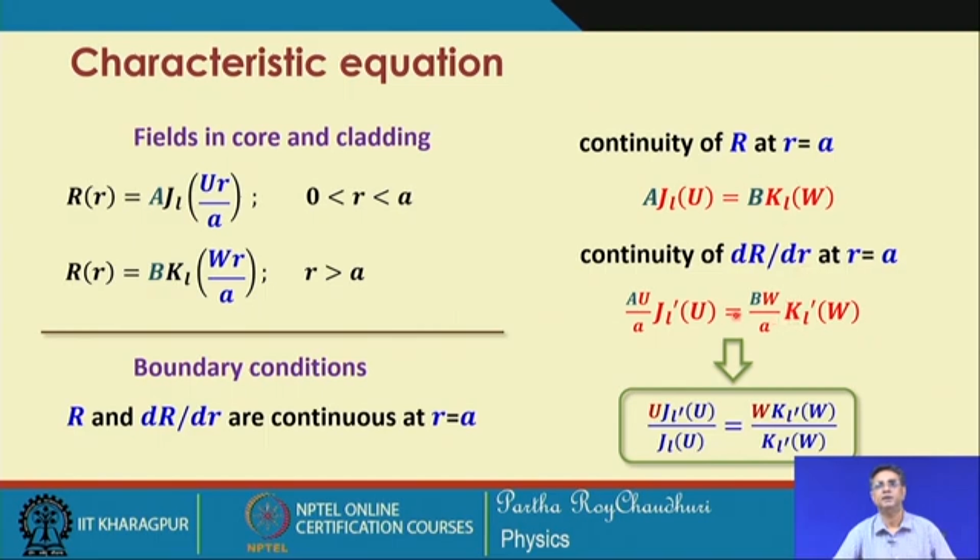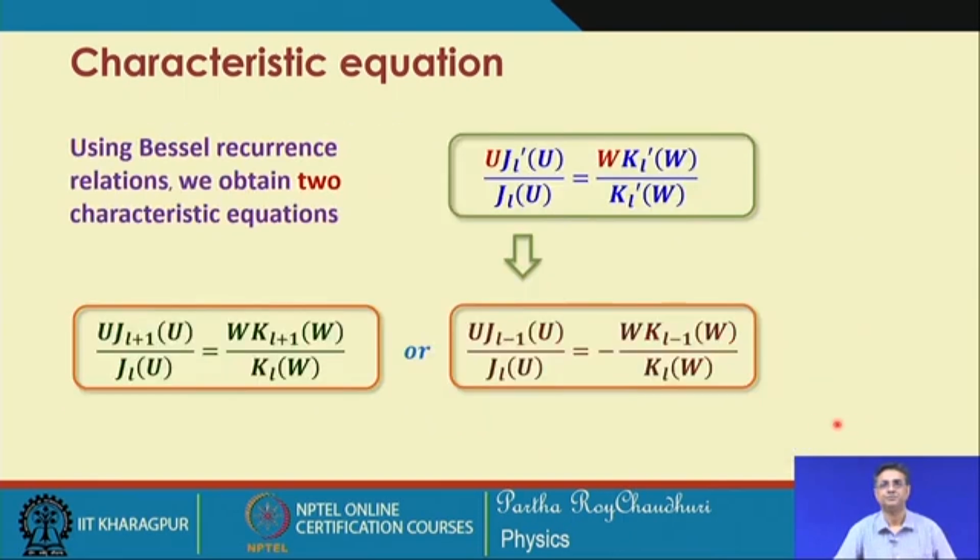If I combine these two, you can eliminate B and A, then we can write this equation which takes care of both continuity conditions, and this is the dispersion equation. This is the characteristic equation for the modes of the structure, and it includes the fiber parameters and wavelengths in terms of U and W. So, we find this characteristic equation is of this kind.